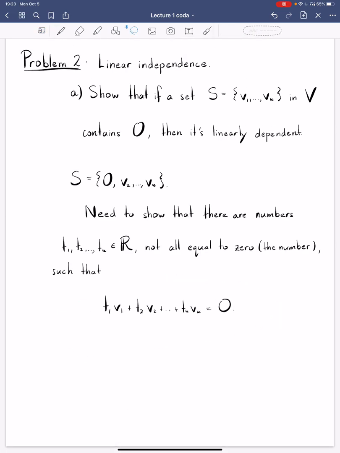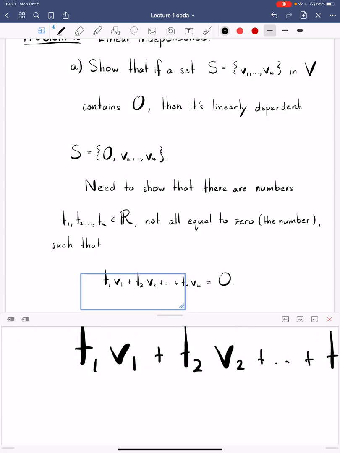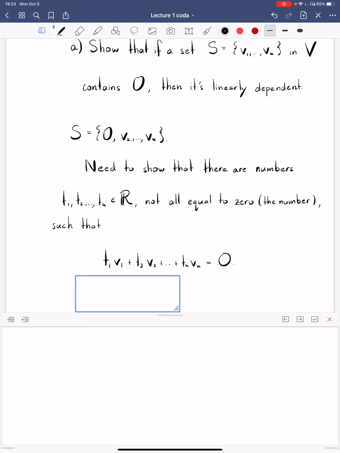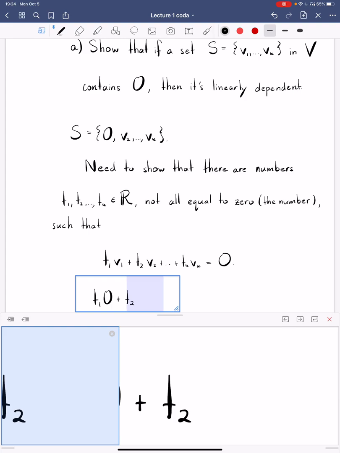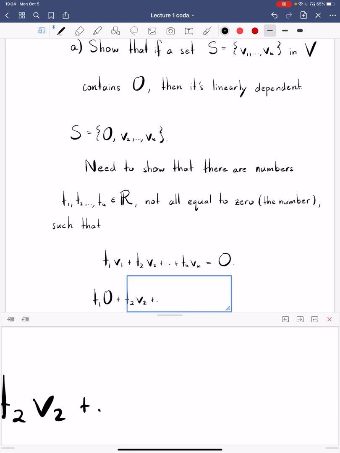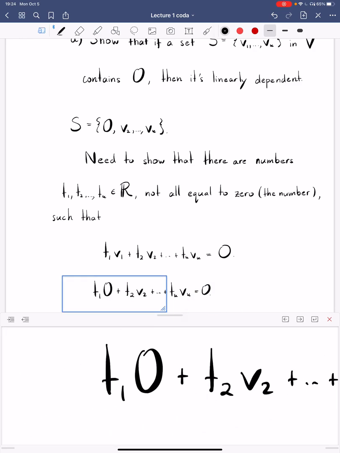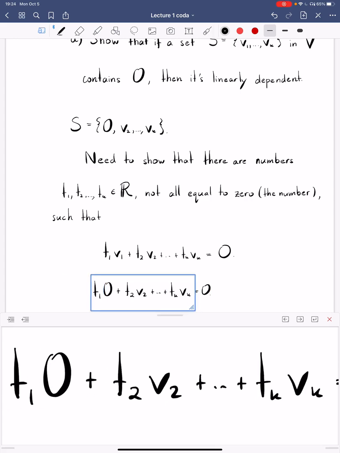Move this up a little bit and make some room. And what is my hypothesis? My hypothesis is that the vector v1 is actually equal to 0, right? That's what I'm being asked about in this problem. So this equation is the same thing as t1 times 0 plus t2 v2, right, plus up to tk vk is equal to 0. And what I'm trying to do is find some numbers, t1, t2, up to tk, which make this equation true under the constraint that they're not all equal to 0.